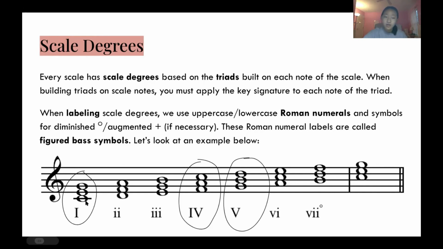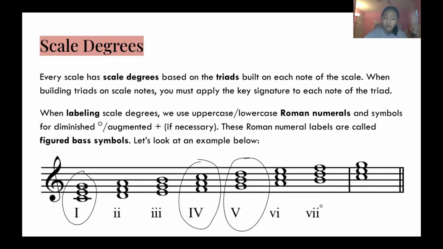So the example below is C major. If we ignore the top chords, we know that these bottom notes, C, D, E, F, G, A, B, C, are part of the C major scale. And if we build triads on each of these notes, remember a triad is just the third and fifth note above the bottom note grouped together, we can find out whether these triads are major or minor.